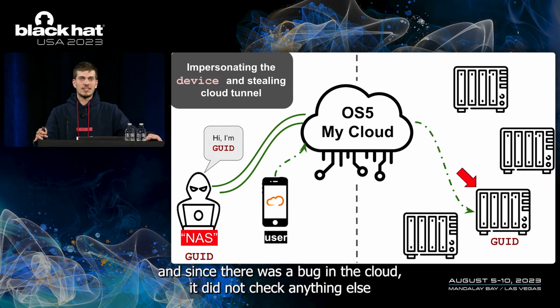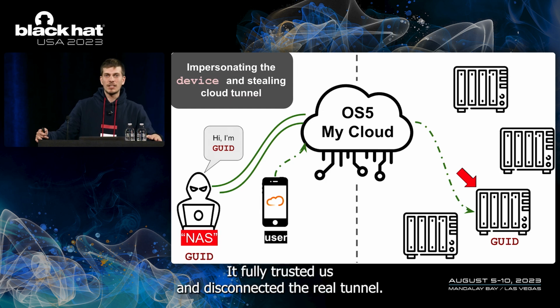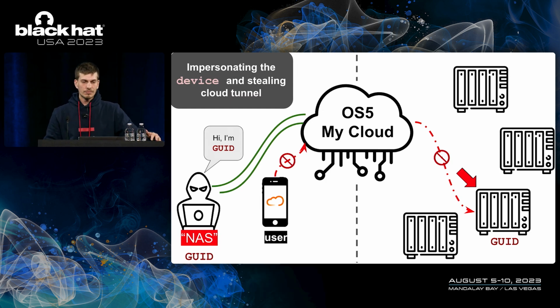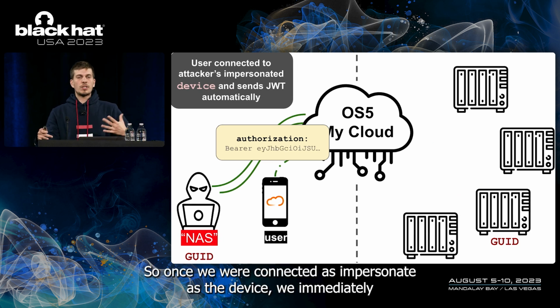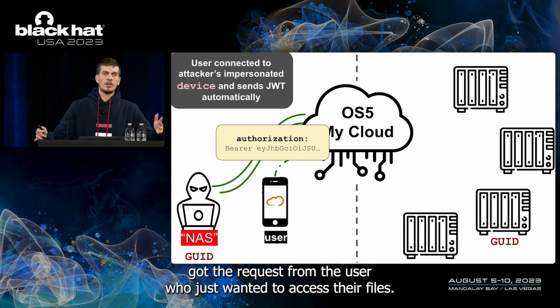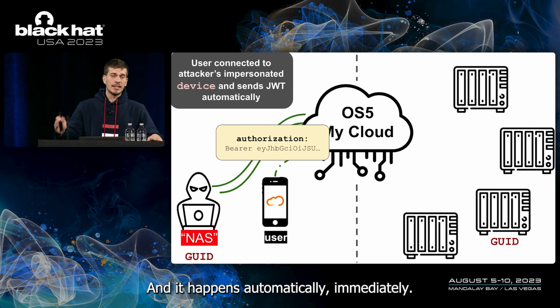And since there was a bug in the cloud that did not check anything else besides the GUID, it fully trusted us and disconnected the real tunnel. So once we were connected, impersonating the device, we immediately got the request from the user who just wanted to access their files. And it happens automatically, immediately.